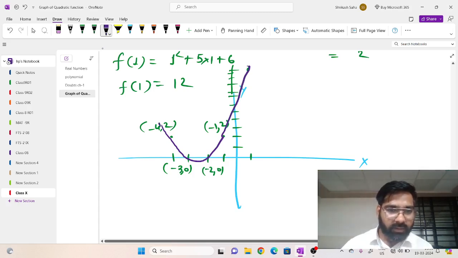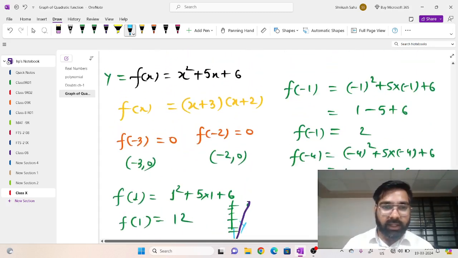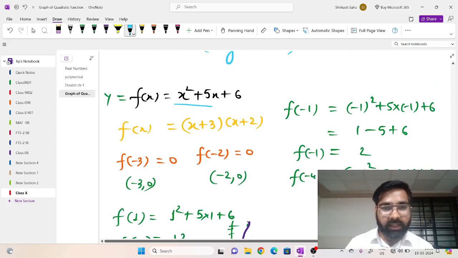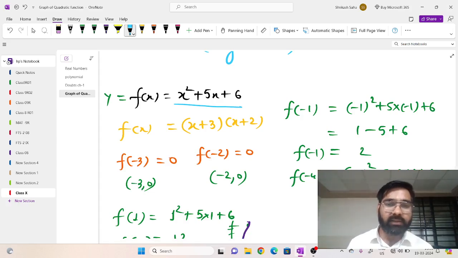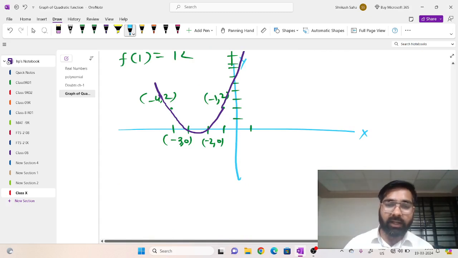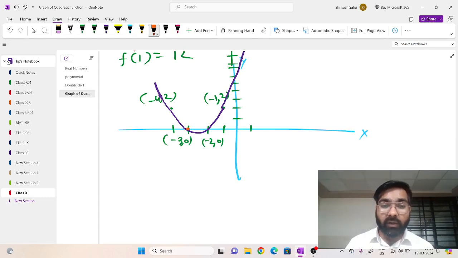As you see, the shape is like a parabola, like a U. How can we say that it is an opening upward parabola? Because here you can see in this function, the coefficient of x square is positive. If it is negative, then we get a shape of parabola opening downward. Okay, again, the point is, how can we identify that it cuts only 2 points?